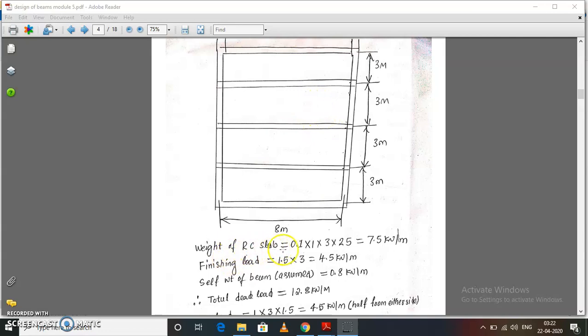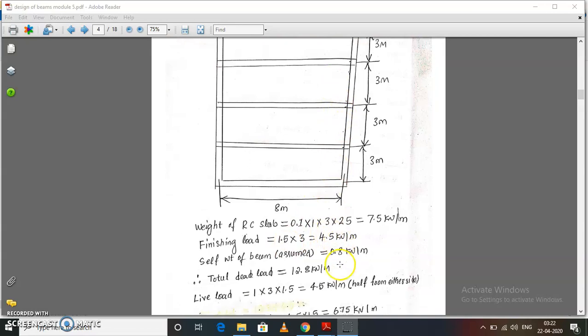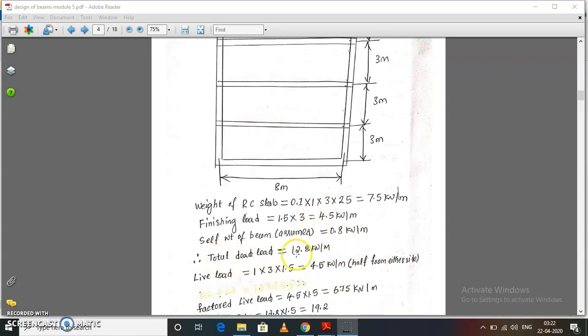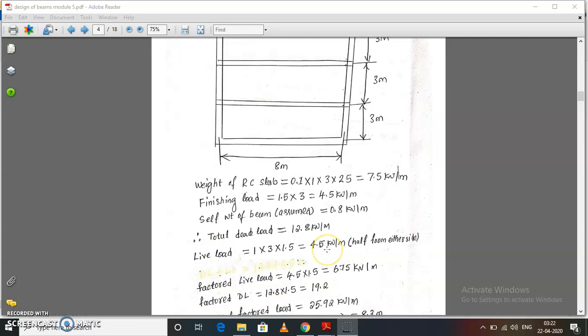Therefore, the weight of the RC slab is equal to 0.1, that is the thickness of the slab, 100 mm, into 1 meter length into 3 meter width into 25. That means 7.5 kilonewton per meter length. Next, finishing load on the slab is given as 1.5, that has to be multiplied by 3 meter width, that is equal to 4.5 kilonewton per meter. Next, self weight of the beam: beam cross section is not given, so we have assumed 0.8 kilonewton per meter. Therefore, the total dead load is 12.8 kilonewton per meter.